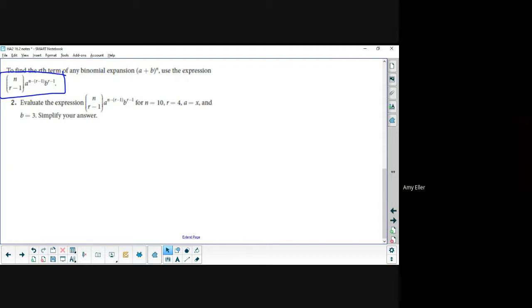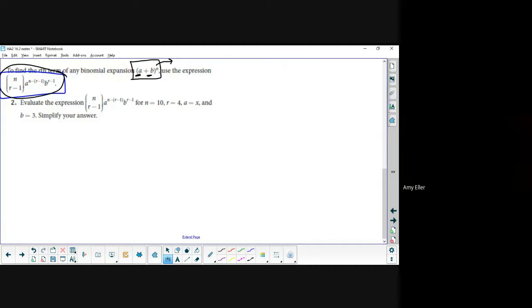So what do these variables mean? Well, if you look here, these are what the variables mean. A is what's listed first. B is what's listed second. N is your exponent. What's the only other letter you see in here that we haven't talked about? Yep. R. What is R? You're going to have to read the problem to find R.